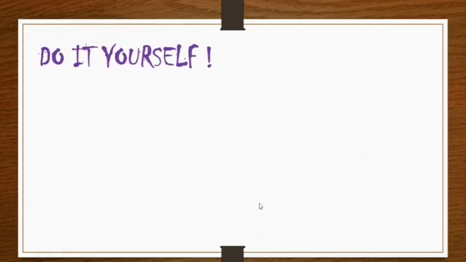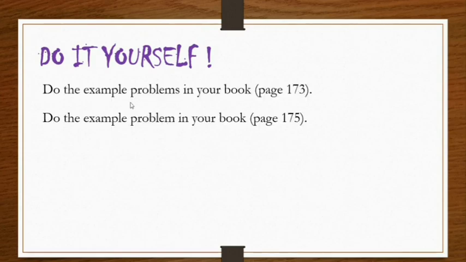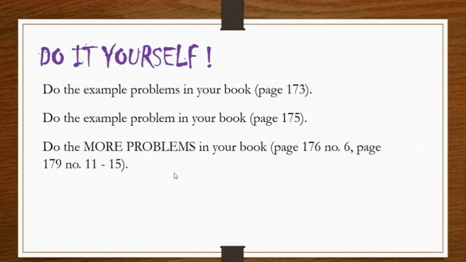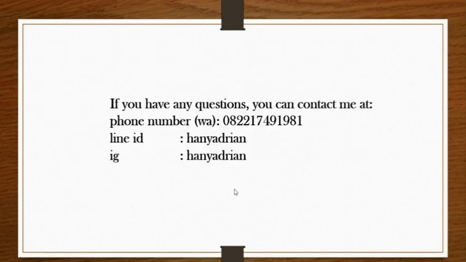Now, you have to do the example problems in your book, page 173 and also 175. That's what we have discussed. You can do it yourself to check whether you understood or not. And then do more problems in your book. Page 176, number 6, this has been discussed also. And then page 179, number 11 until 15. Of course, if you have any questions, you can always ask.